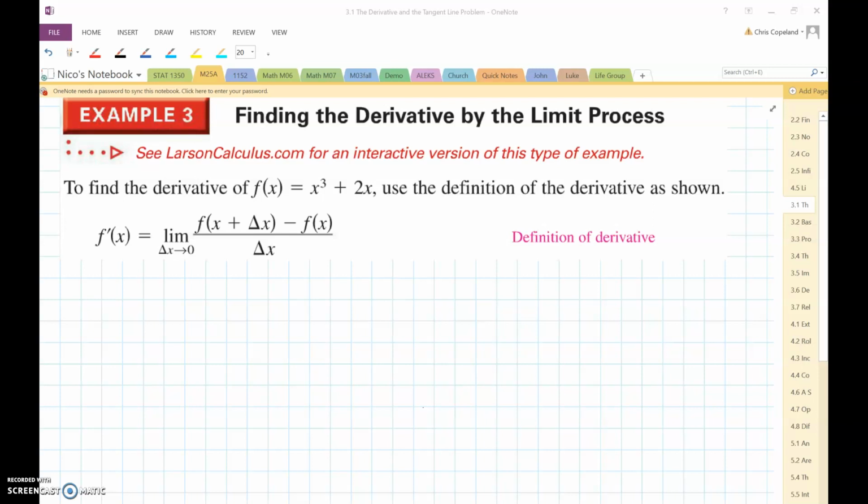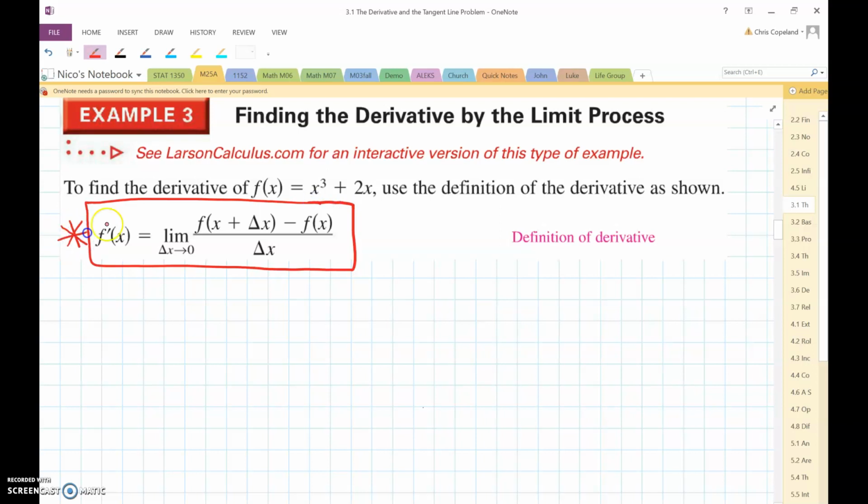Example 3. To find the derivative of f of x equals x cubed plus 2x, use the definition of derivative as shown. Okay, so we've gone over this a few times. This is the definition of a derivative. It will allow us to find the slope of any function, as long as that slope is defined and the x value that you're trying to find the slope at exists. Okay?